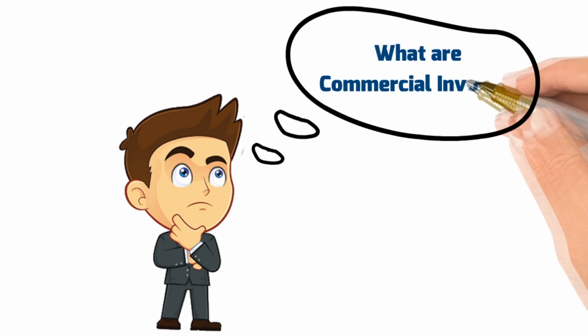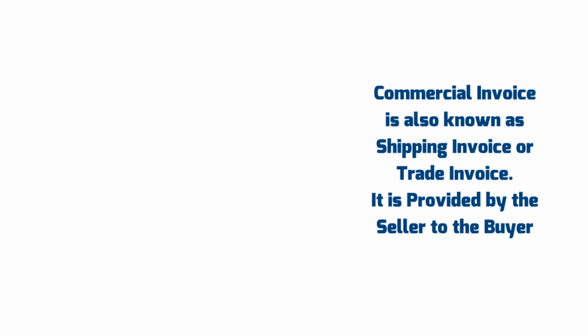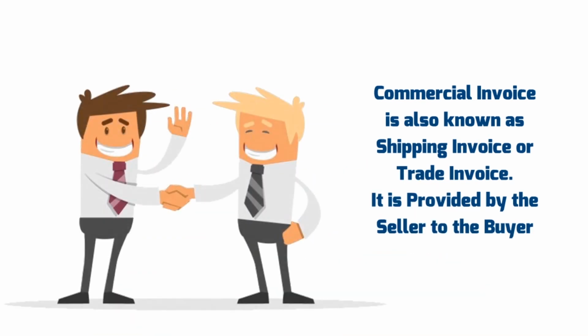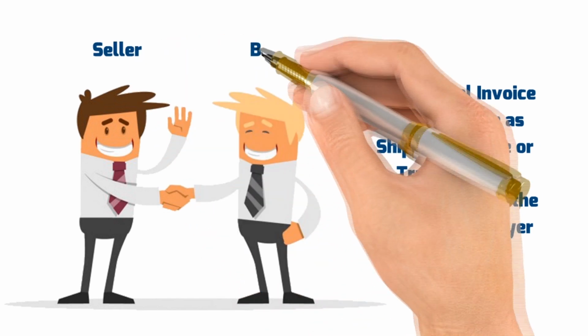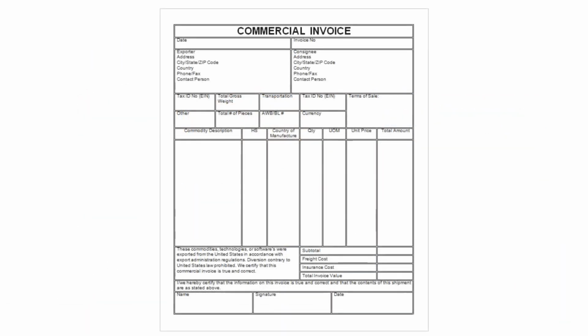What is a commercial invoice? A commercial invoice is also known as a shipping invoice or trade invoice. It is provided by the seller to the buyer. This is a commercial invoice.